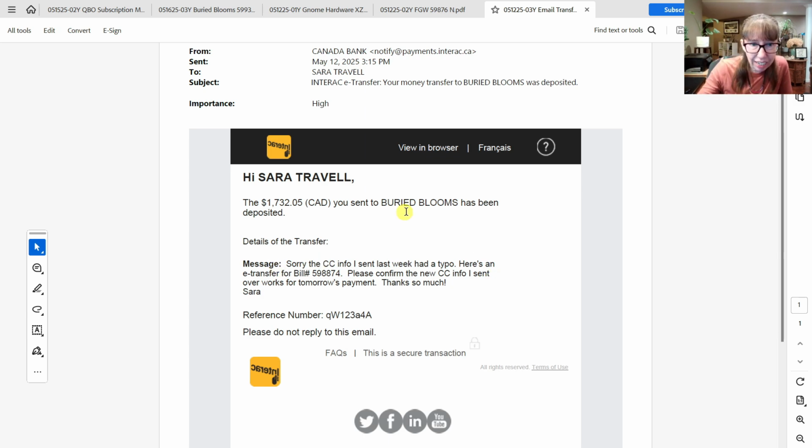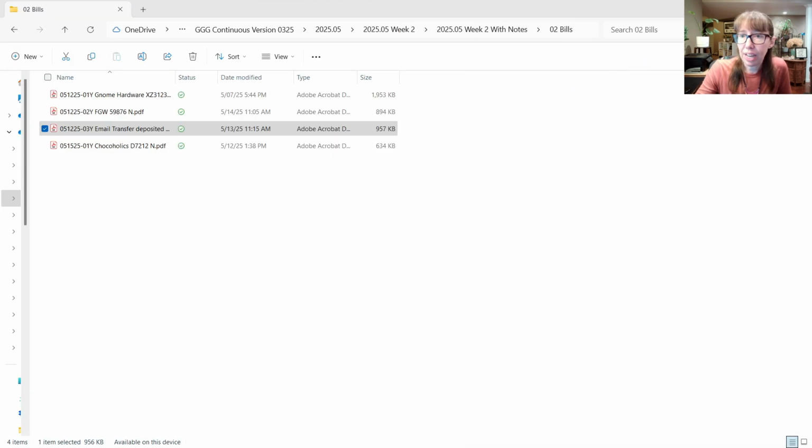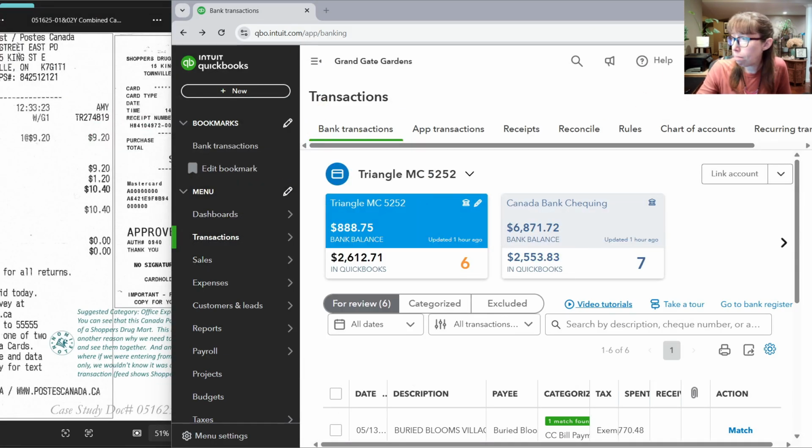So let's see right here. It says an e-transfer to Buried Blooms, from Sarah to Buried Blooms. And Sarah says, "Sorry, the CC info I sent last week had a typo. Here's an e-transfer for bill 598,874. Please confirm the new CC info I sent over works for tomorrow's payment. Thanks so much."